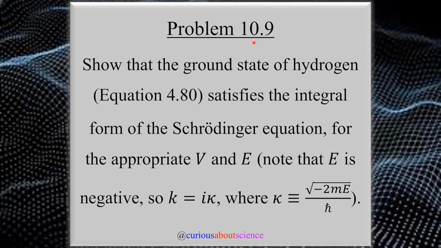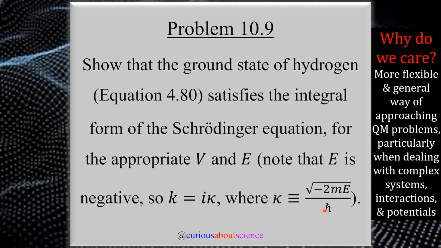Okay, so what is the problem then? This is 10.9 out of chapter 10, and we want to show that the ground state of the hydrogen atom, which is described by equation 4.80, satisfies the integral form of the Schrödinger equation for the appropriate potential and energy. But note that E is negative, so the wave number k equals i kappa, where kappa is the square root of negative 2mE over h bar.